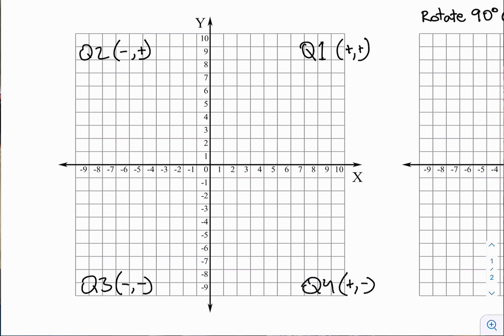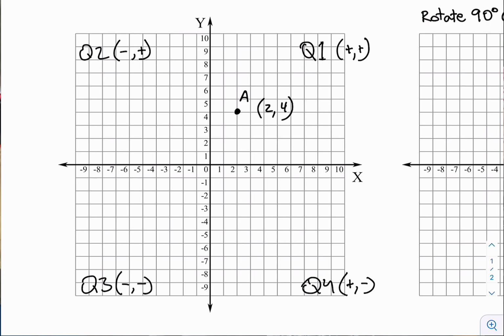Okay, now if we put a point here, we'll call that A. The coordinates of point A are 2 and 4. As you see, positive, positive there in quadrant 1. Now if I'm going to rotate this 90 degrees clockwise, clockwise of course goes this way, we're going to move from quadrant 1 down into quadrant 4.